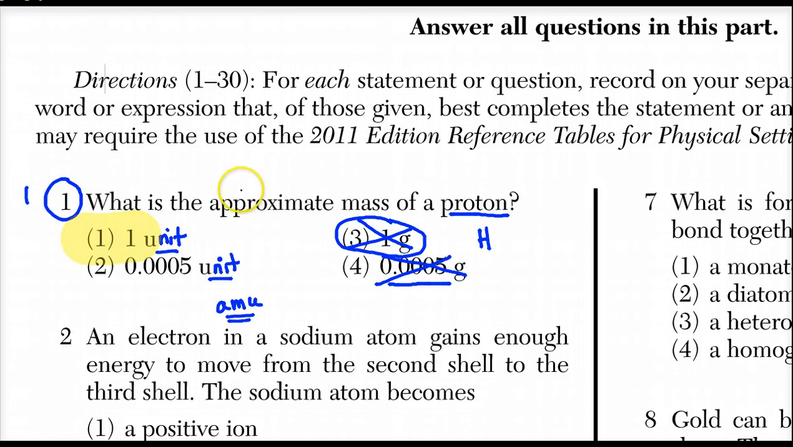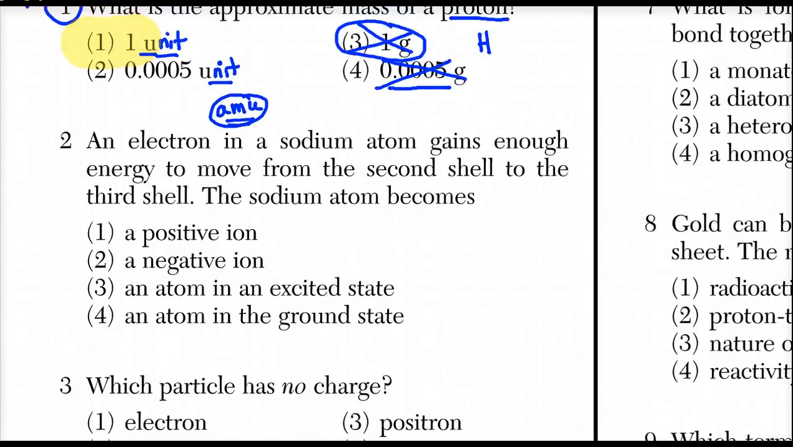And again, atomic mass unit is what we usually use, and I know that U is definitely something that could have messed up some people, but you could have worked this out. Number 2. An electron in a sodium atom gains enough energy to move from the second shell to the third shell. The sodium atom becomes what?